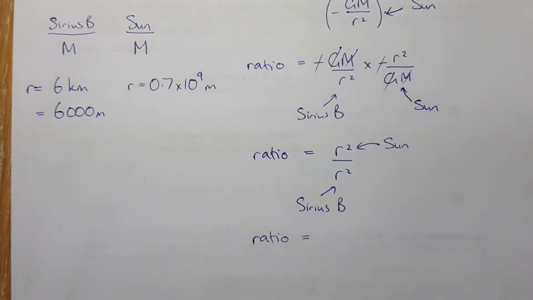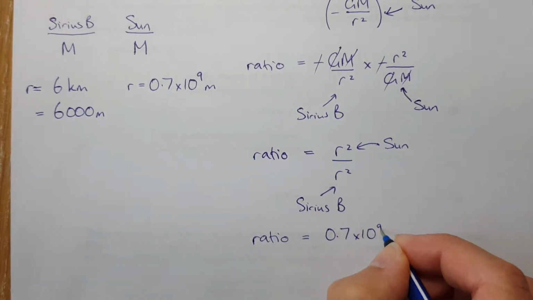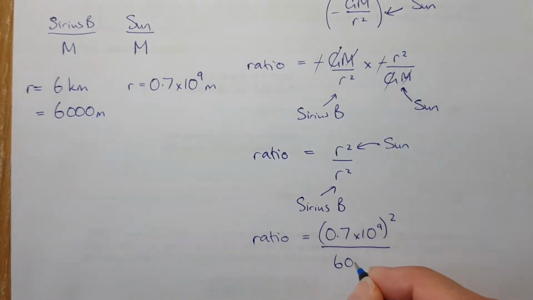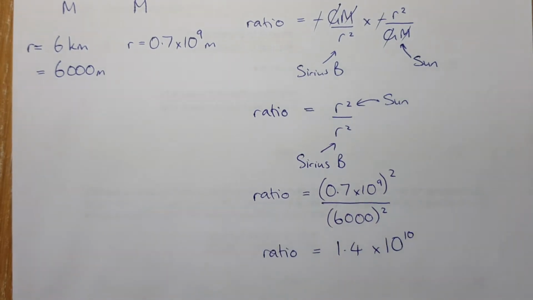And this time we're actually putting numbers in. So R of the Sun, 0.7 times 10 to the 9, don't forget to square it, and Sirius B, 6,000, don't forget to square it, and that comes out as 1.4 times 10 to the 10.